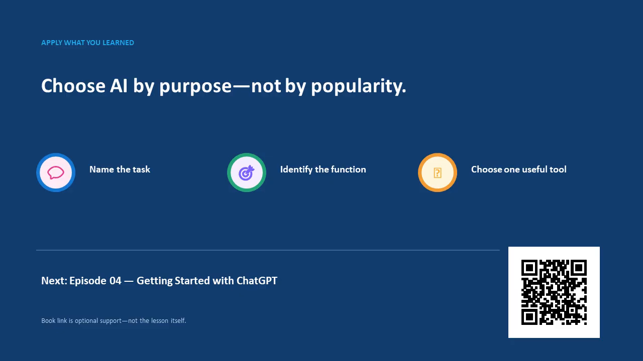The main lesson is to choose AI by purpose, not by popularity. Name the task, identify the function, and then choose one useful tool. In episode 4, we will apply this approach as we get started with ChatGPT and learn how to turn a conversation into a practical workspace.